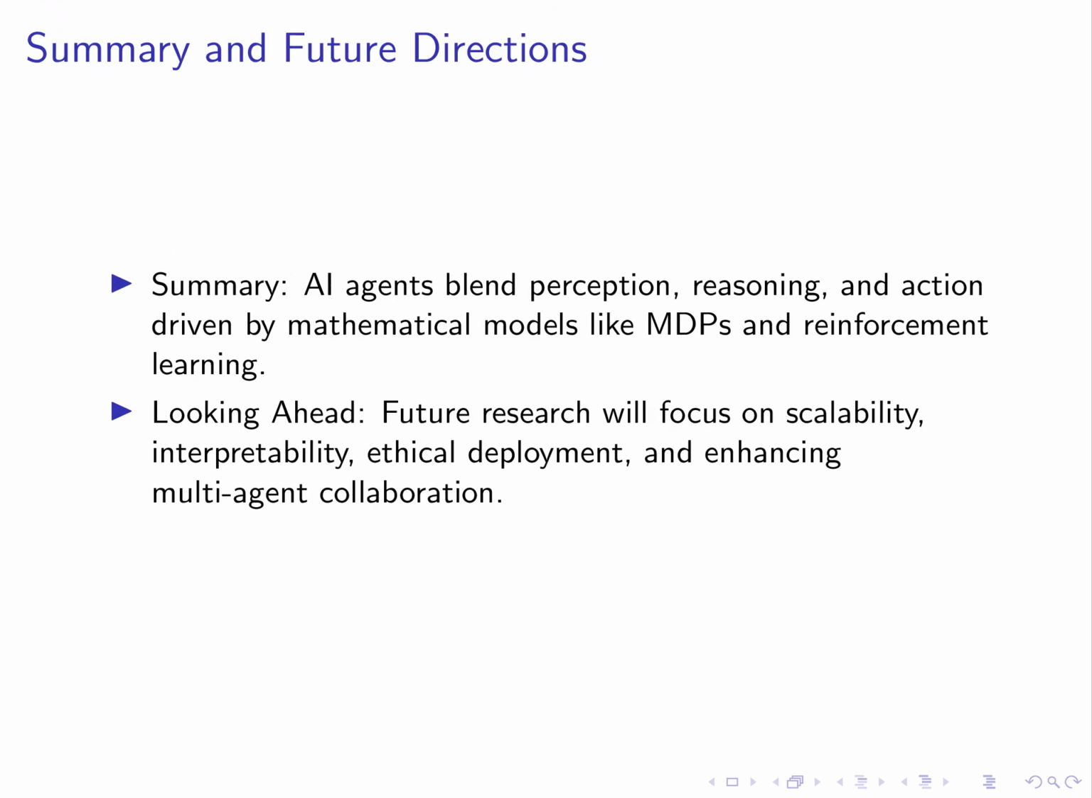To wrap up, here's a summary of what we've covered today. AI agents are autonomous systems that blend perception, reasoning, and action. They rely on mathematical frameworks such as MDPs and learning processes like reinforcement learning in order to operate effectively. We explored their historical evolution from early rule-based systems to modern deep reinforcement learning, and looked at how these principles have been applied in multi-agent systems and diverse real-world applications.